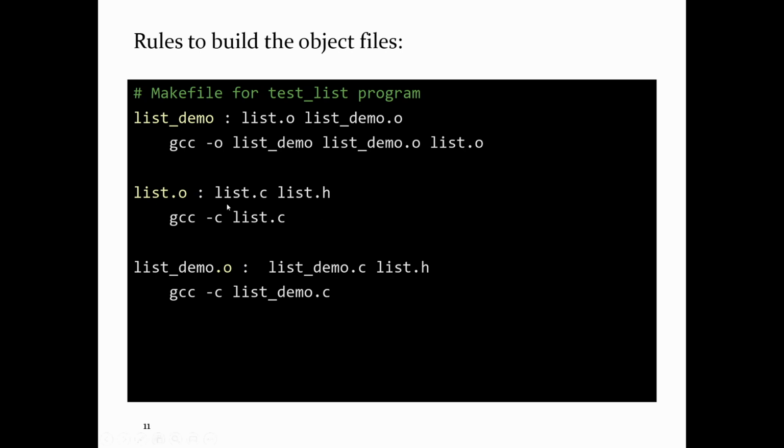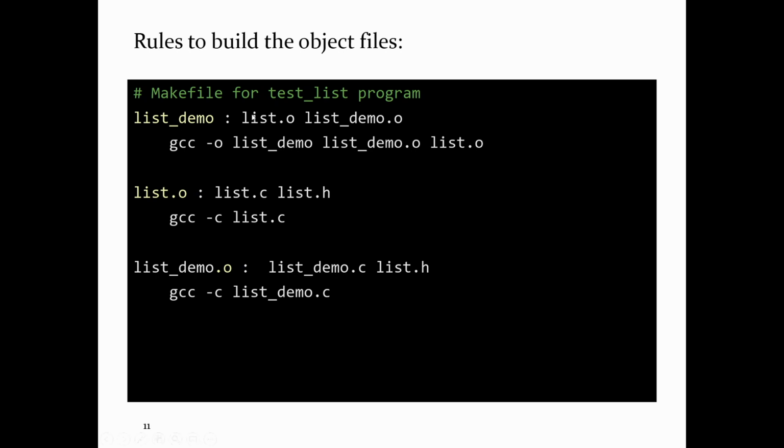It then looks for, are there rules for list.c and list.h? And the answer is no. So now it says, okay, is list.c or list.h newer than list.o? If the answer is yes, it runs the rule and builds list.o. It does the same thing for listdemo.o. So listdemo.o depends on listdemo.c and list.h. There's no rule for listdemo.c, there's no rule for list.h. So if one of these two files is newer than listdemo.o, it runs the recipe and builds listdemo.o.